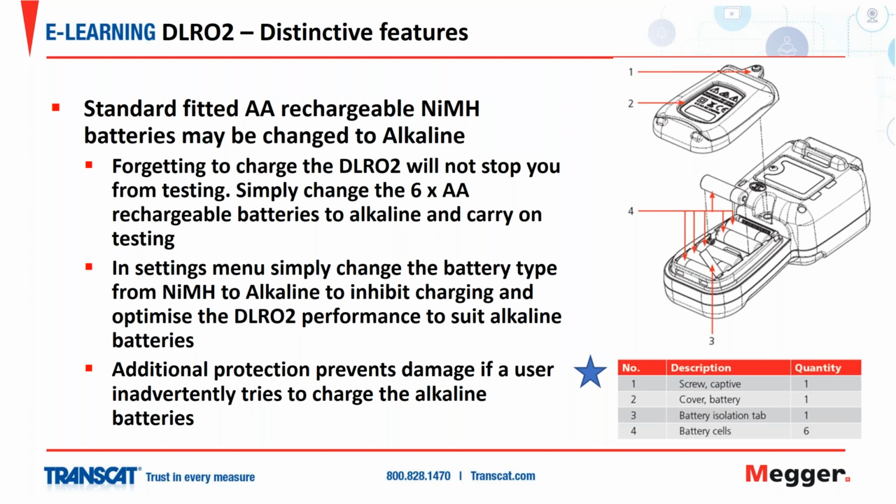Again, some features here. Standard AA rechargeable nickel metal hydride batteries, and they can even be changed to alkaline. So guy brings it back to the shop, forgets to charge it up before the next job. You get out in the field, oh no, thing's not charged. No problem, you can put alkaline batteries in there. And the unit does have a sensor, and it'll know if somebody puts alkaline batteries in this thing and then tries to charge it, it will not allow that to happen. So again, just protection for the unit.